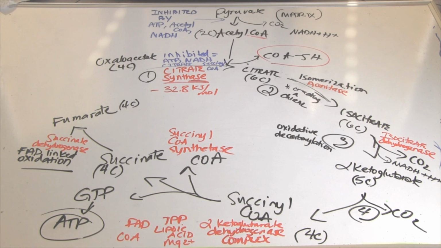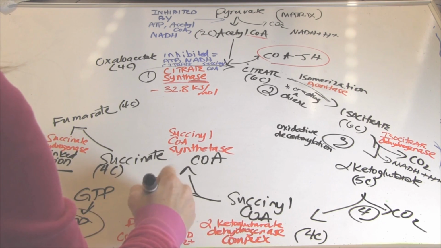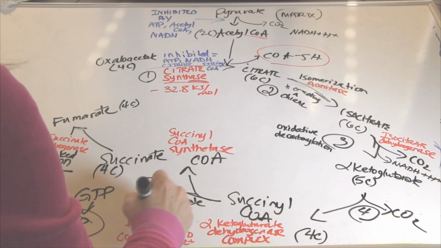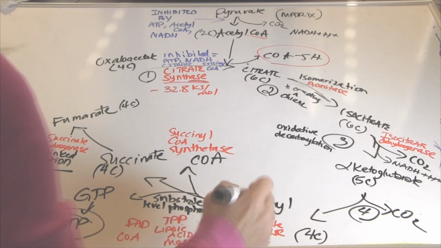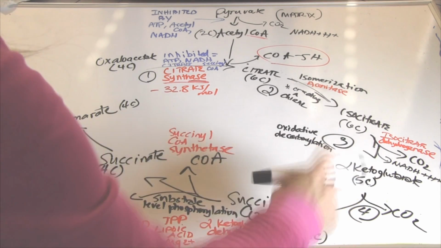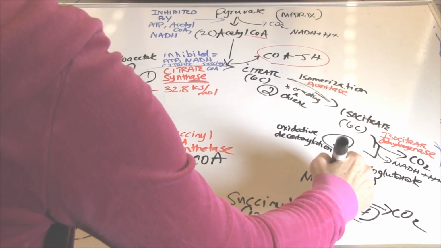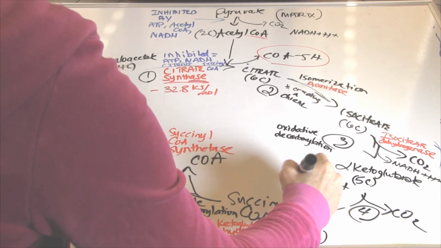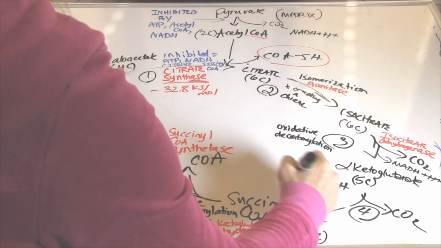This is a FAD-linked oxidation. And I should go back and say this right here, this is substrate level phosphorylation, if you remember that term from glycolysis. And right here, oh, I forgot to add this too. This is a NAD, so this is an oxidative. Oh, I said it here. Oh, no, this one is also.